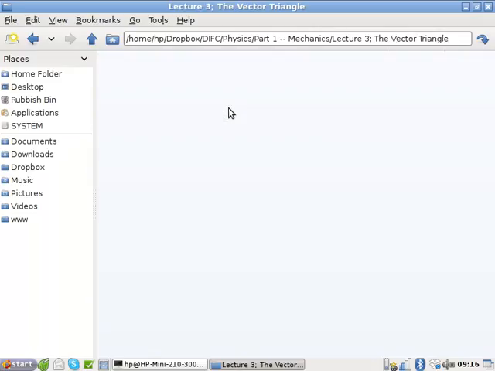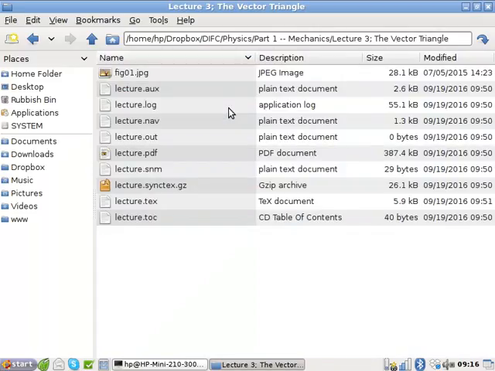The vector triangle. Yeah. So this stuff with vectors isn't that difficult.